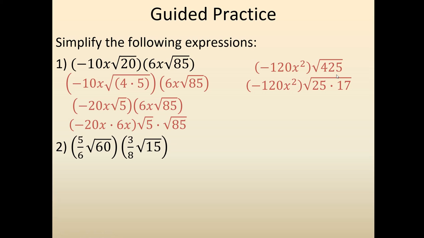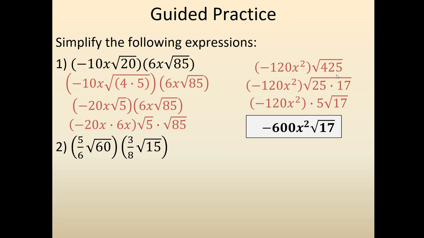From here, we're going to have to break up the 425 into a perfect square. So we're going to have to try to simplify this. So that breaks up into radical 25 times 17. 25 is a perfect square. Square root of 25 is 5. So we end up getting negative 120x squared times 5 rad 17. All this together gets us negative 600x squared radical 17.